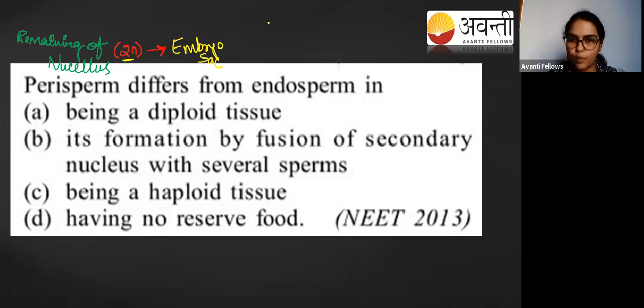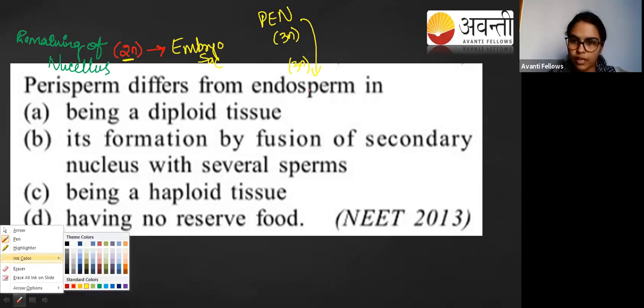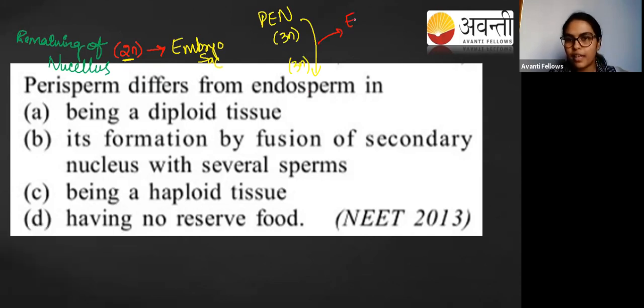Now, what is endosperm? Endosperm originates from PEN, that is by triple fusion in double fertilization. So PEN was triploid and the endosperm that you get is also triploid. So this endosperm gives the nourishment for the developing embryo. That means it helps in the embryogenesis, also termed as embryogeny.